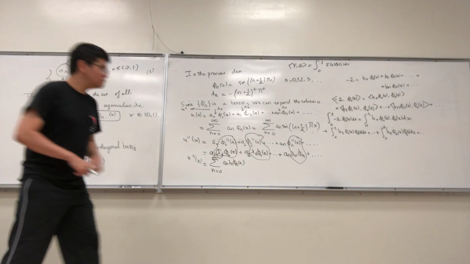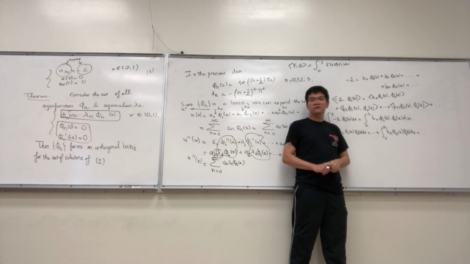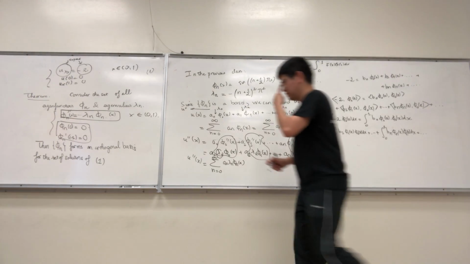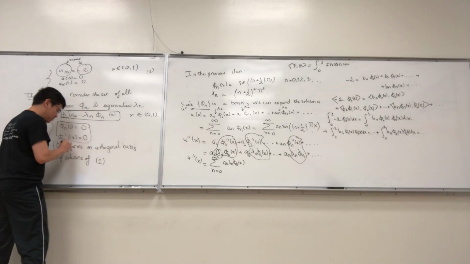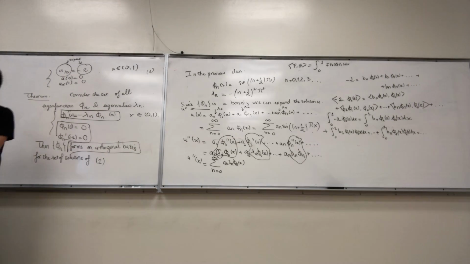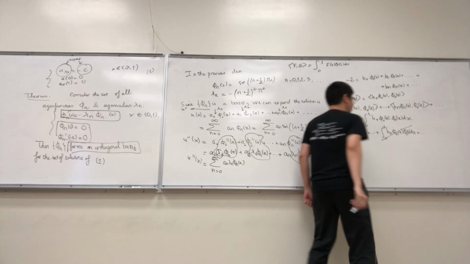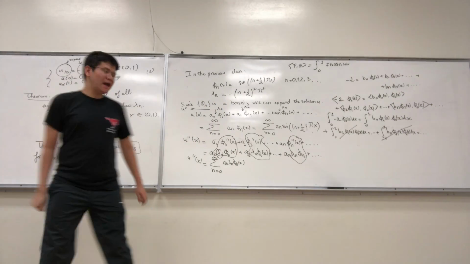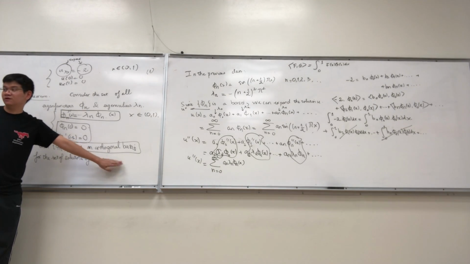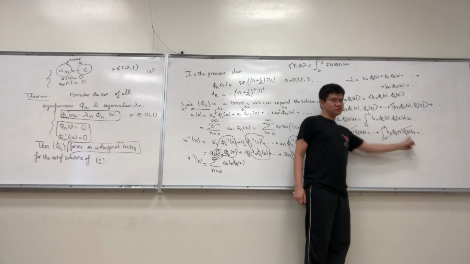So what happened with those guys? In the theorem, I said that this forms an orthogonal basis, right? Which means that when you multiply them and you integrate them, this guy is going to be zero, and this guy is also going to be zero, right? But I haven't checked that this is orthogonal. I'm going to check it later. I'm going to show that this is really orthogonal. Any questions on this? So they are orthogonal, so those guys go away.